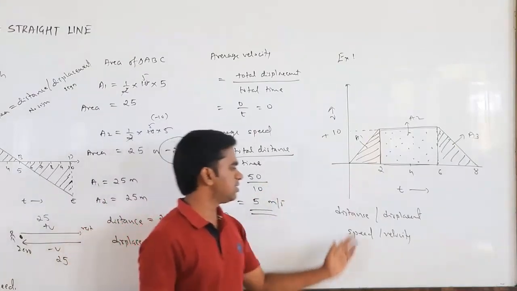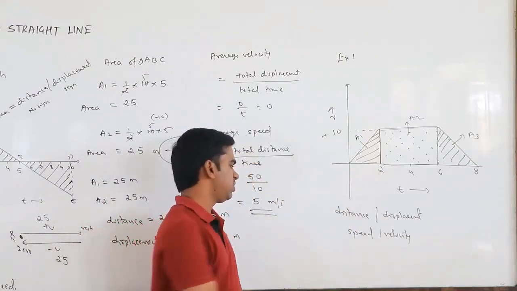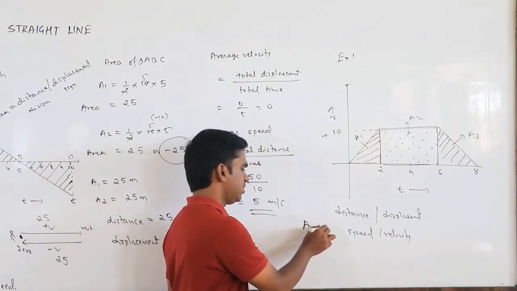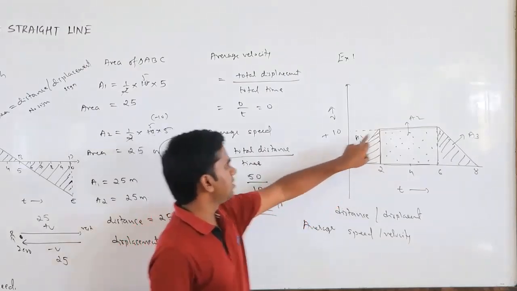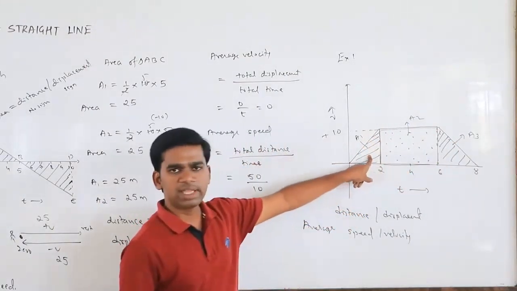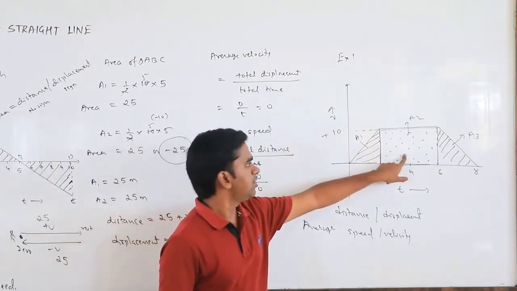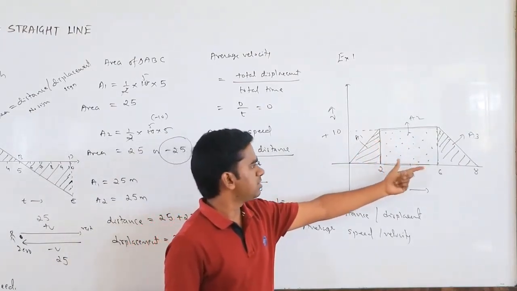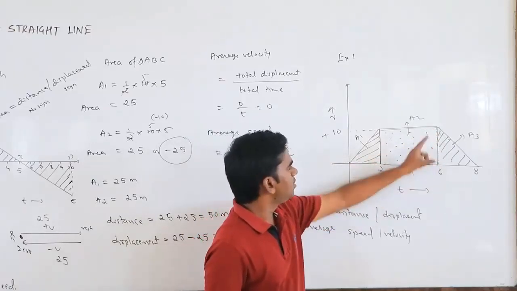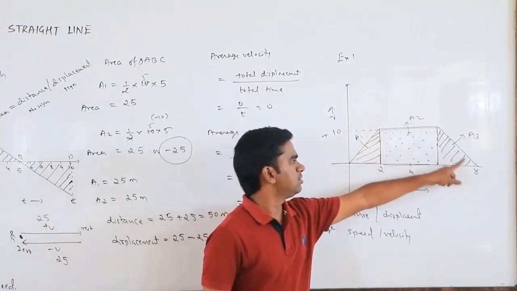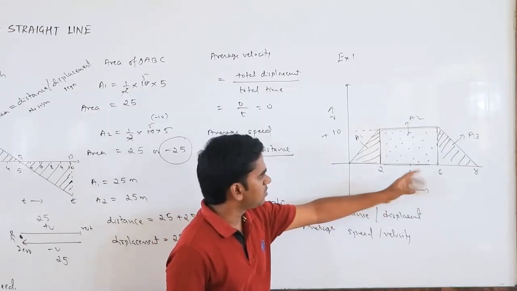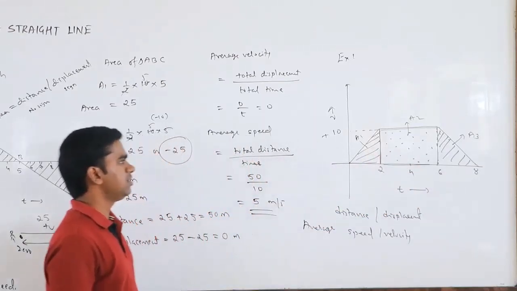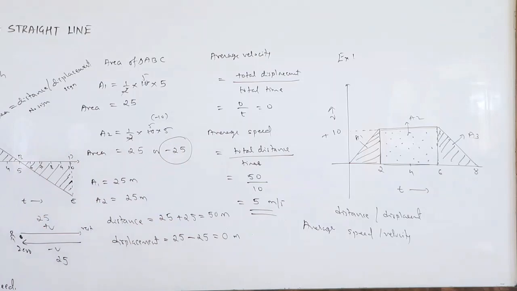You can calculate distance or displacement, and speed or average speed or velocity, which is simply total distance divided by total time. I hope you can easily calculate area 1, area 2, area 3. Area 1 is a triangle, half into height into base. Area 2 is a rectangle, length into breadth. Area 3 is again a triangle, half into height into base. Just calculate and add them, and you will get the total distance or total displacement.